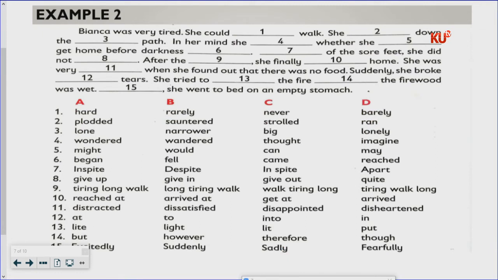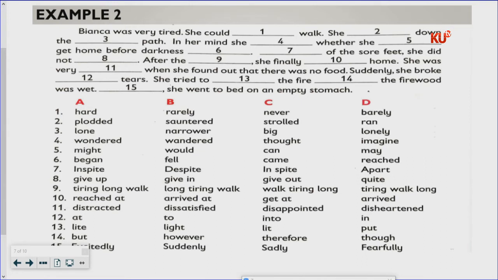I have the next example here for you. Bianca was very tired. She could dash walk. She dashed down the dash path. In her mind, she dashed whether she dashed to get home before darkness. Not dash after the dash, she finally dashed home. She was very dashed when she found out that there was no food. Suddenly, she broke dash tears. She tried to dash the fire. Dash the firewood was wet. Dash, she went to bed on an empty stomach.